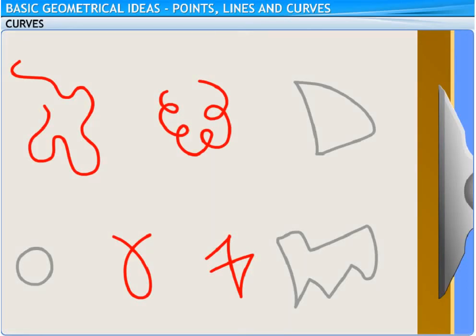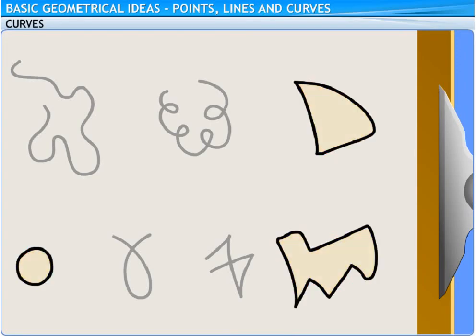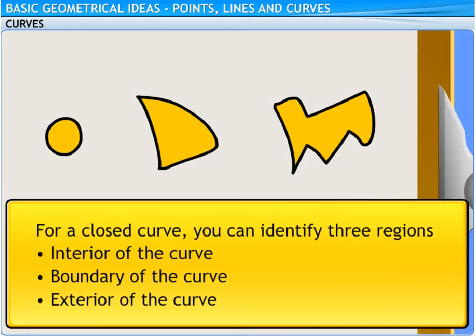Now, look at these curves. Their endpoints do not meet. Such curves are called open curves. On the other hand, in these curves, the endpoints join to enclose an area. Such curves are called closed curves. Now, for a closed curve, you can identify three regions: the interior of the curve, the boundary of the curve, and the exterior of the curve.